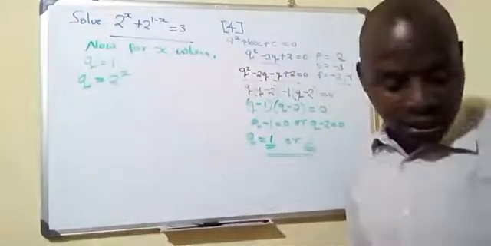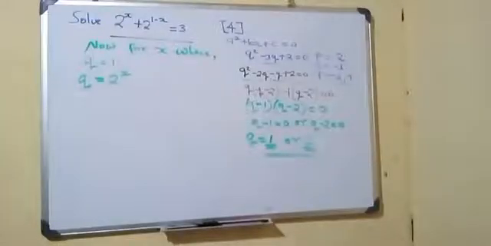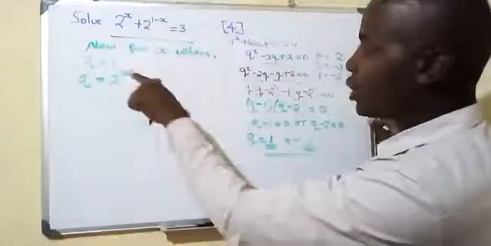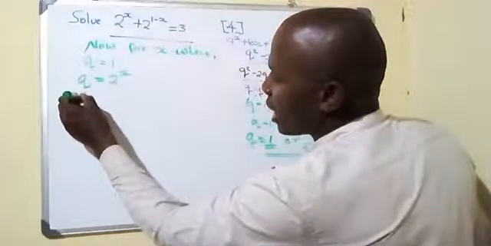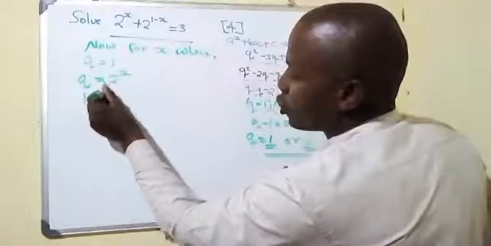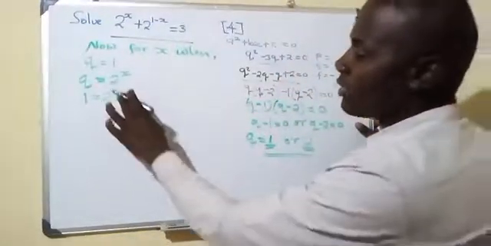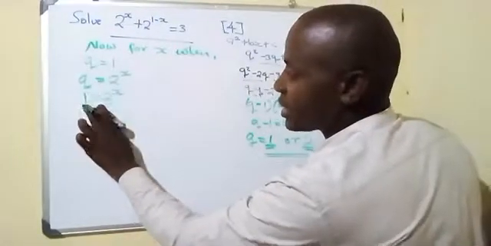So we said q is equal to 2 to the power x. So this means that I'm using these two answers for q. So now I will replace where there is q, I'll put 1. So I'll write 1 is equal to 2 to the power x.